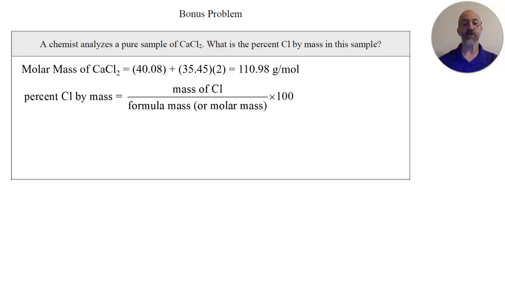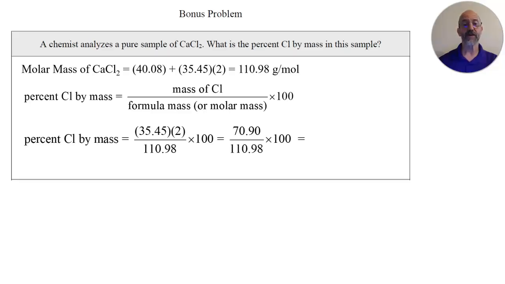Now, the mass of chlorine divided by the formula mass, or the molar mass, times 100, that is the setup for the calculation that we're doing. Remember, it's the total mass of chlorine. So not 35.45, but rather 35.45 times 2, because there are 2 chlorines in the formula for calcium chloride. So 70.90 divided by 110.98 times 100, we get 63.9% chlorine by mass.